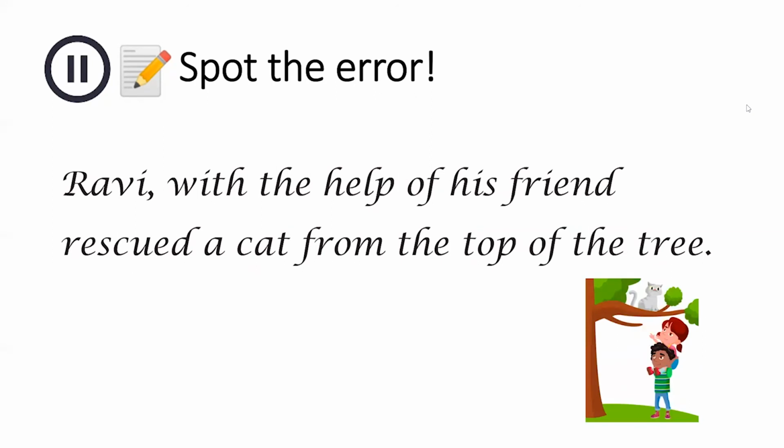Ravi, with the help of his friend, rescued a cat from the top of the tree. So I need to try and work out what the extra information is that's been dropped in. So we've got Ravi, with the help of his friend, rescued a cat from the top of the tree. If I take that extra information out, I've got Ravi rescued a cat from the top of the tree. That's fine. Add the extra information in. He's got a friend helping him. I need to put that in commas. So with the help of his friend, missing comma at the end. So make sure you've got them both sides.